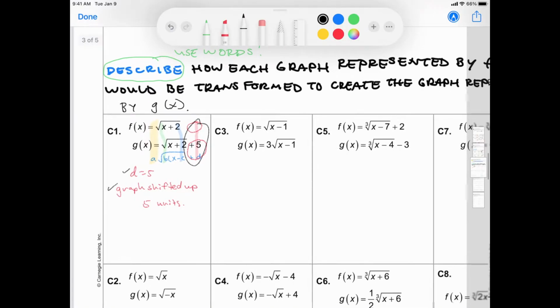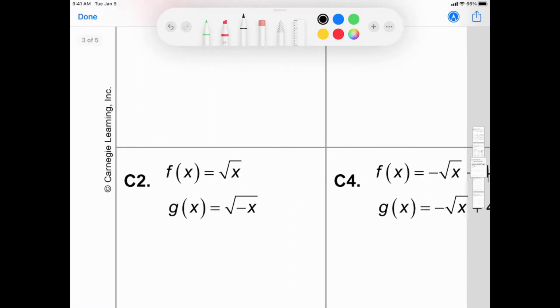Let's use words to describe the transformation from F to G. Here in C2, I noticed that pretty much everything looks the same. The F and the G are just different functions. It's kind of like if I lined up two twins together. There might be something slightly different about one than the other. So they both have an x, they both have an equal sign, they both have a square root, and they both have an x. But the only thing that's different is this negative sign.